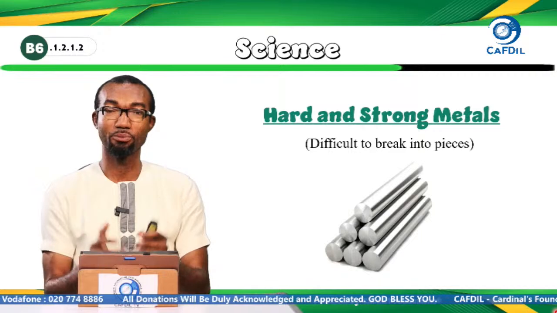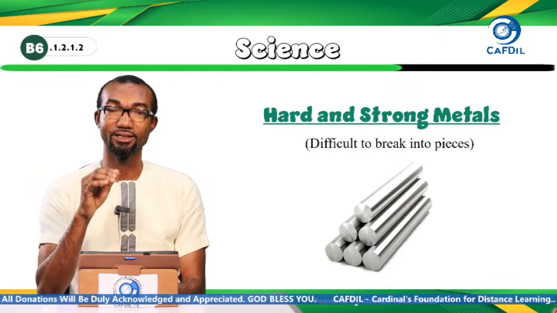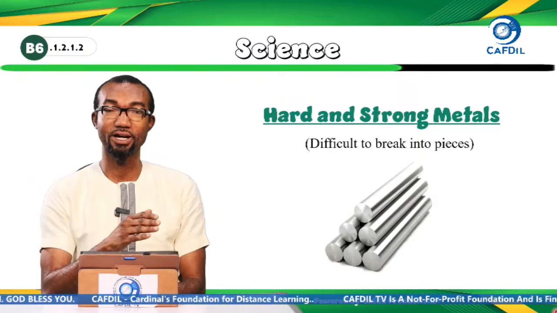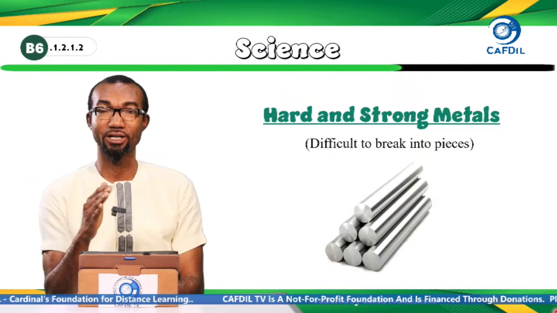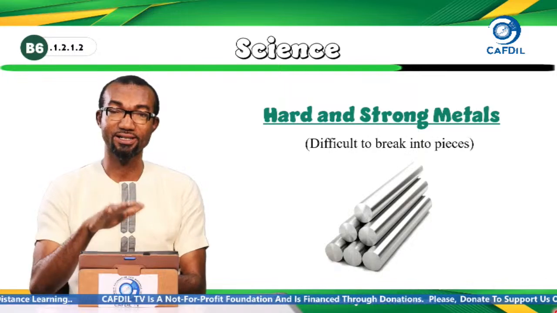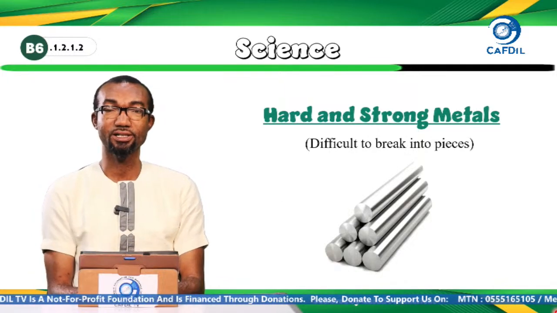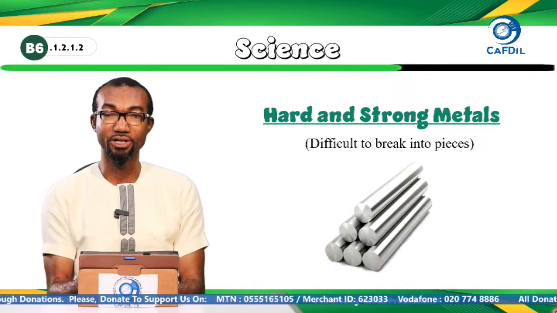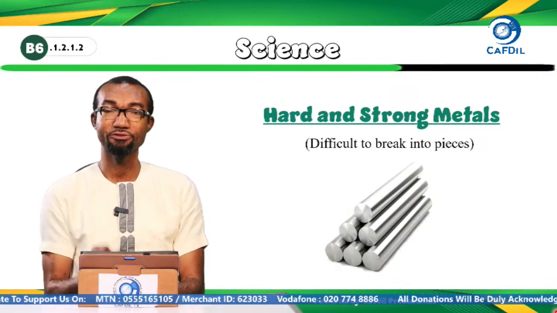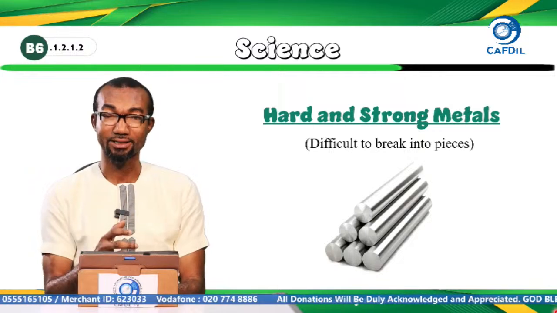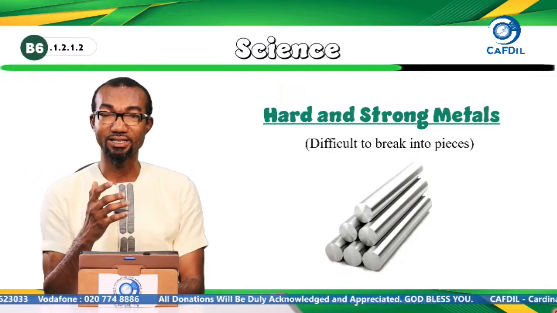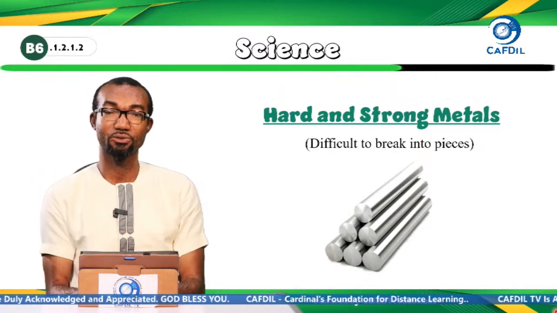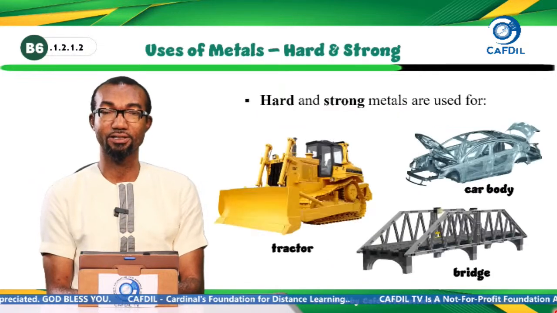If you remember our previous lesson, we tested how hard and strong metals are. We even compared the brick and the metals through compressing them. And we saw that the bricks broke into pieces, whilst the metals didn't break into pieces. So if a metal is hard and strong, that is difficult to break into pieces, then what are some of the uses we can put these metals into?